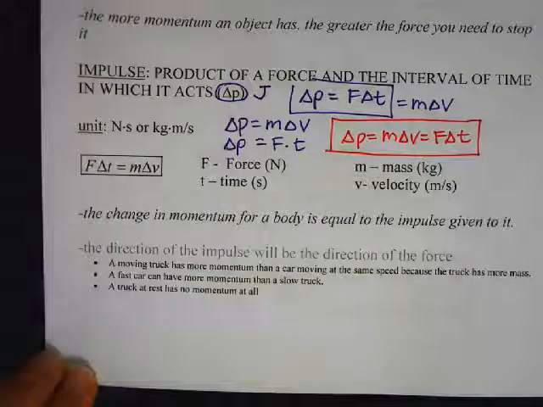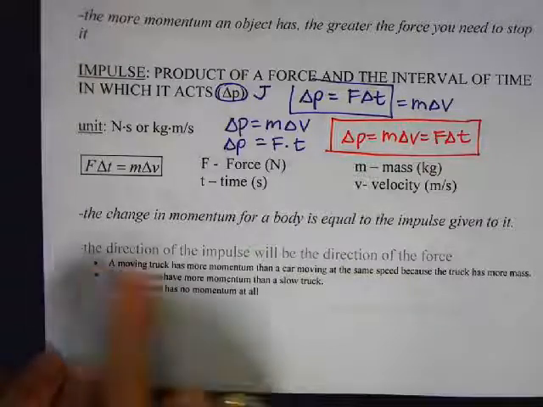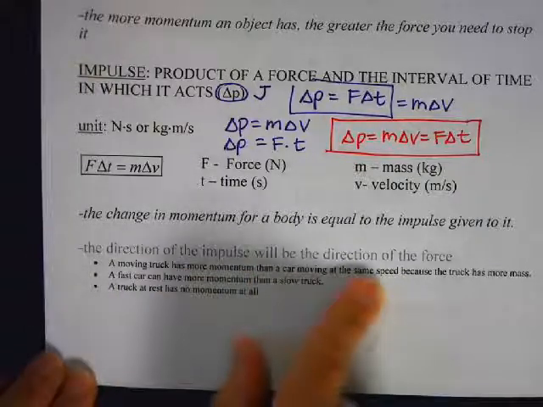So the change in momentum for a body is equal to the impulse, and the direction of the impulse will be the direction of the force. Because remember, it's force times time. Time is scalar, so time doesn't have a direction. So when you want to know the direction, it's going to be the direction of the force.